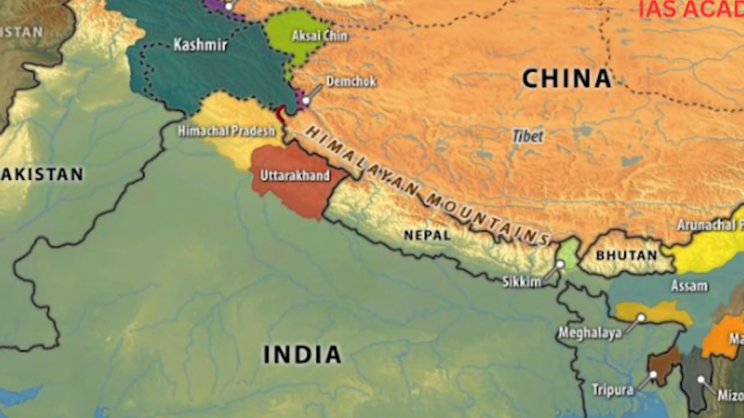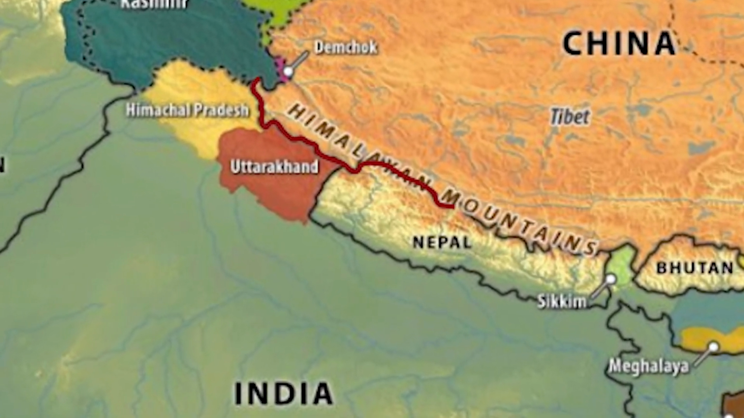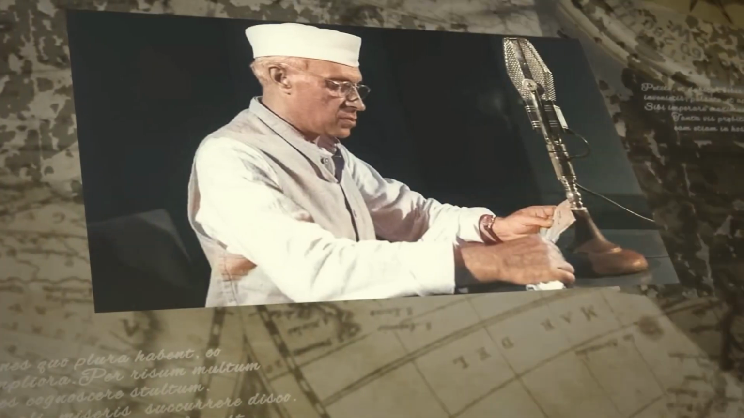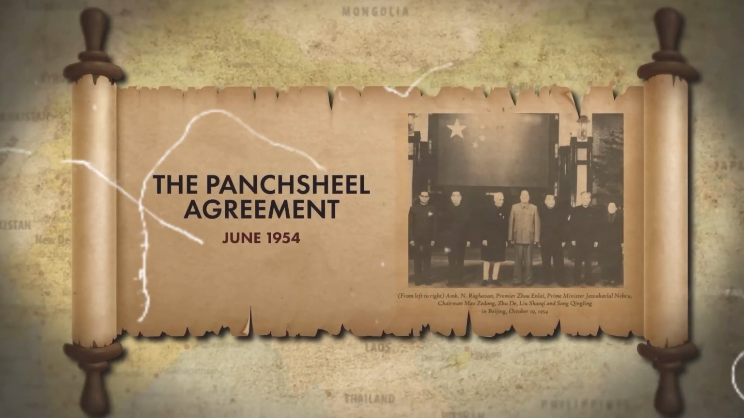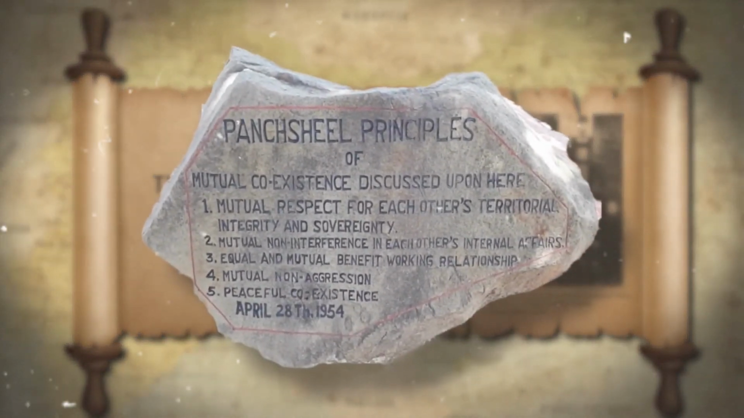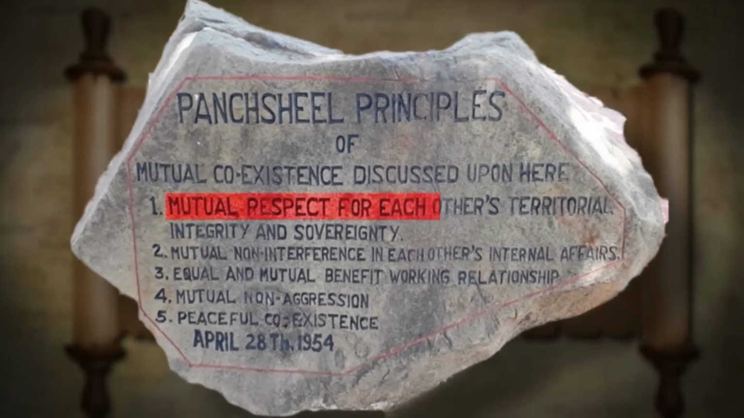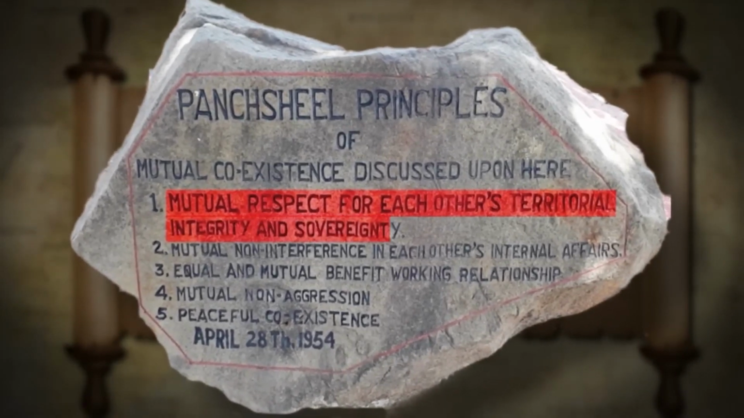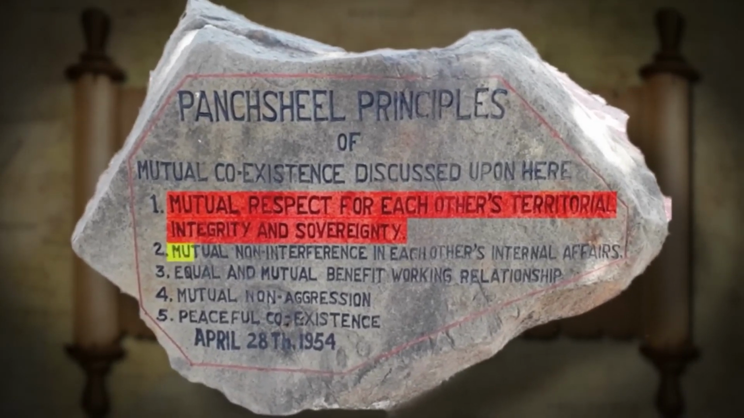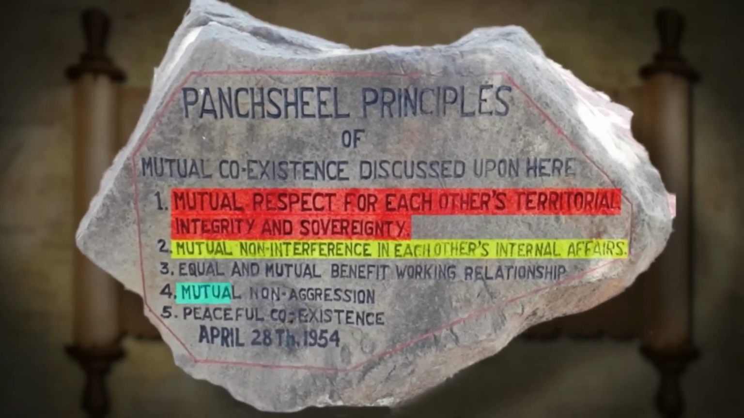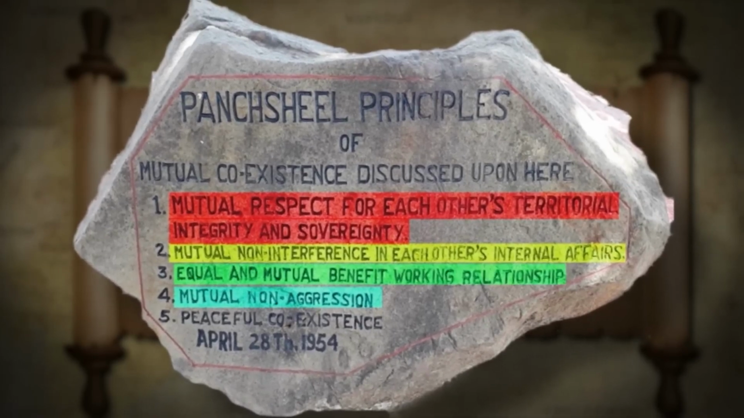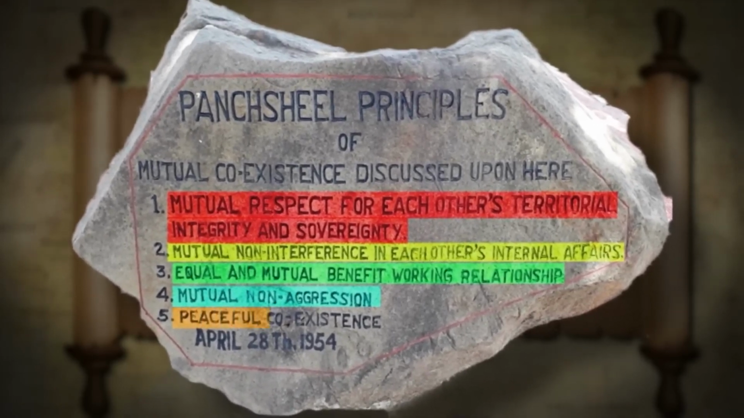At that time, both nations had minor border disputes, but they decided to avoid conflicts. In June 1954, they signed a crucial agreement called the Sino-India Panchsheel Agreement, based on 5 principles. Respect each other's territorial integrity and sovereignty. Avoid interfering in each other's internal affairs. Maintain mutual non-aggression. Work for each other's benefit. Most importantly, ensure peaceful coexistence.